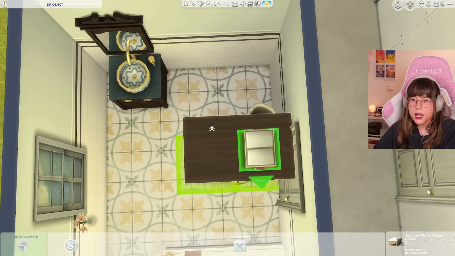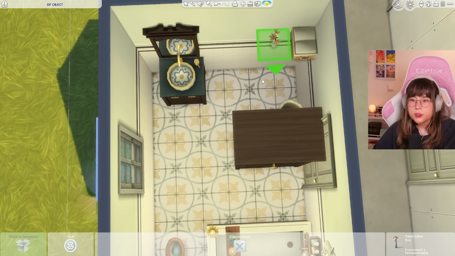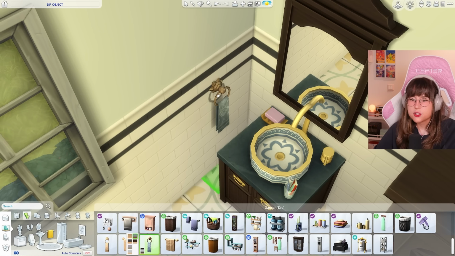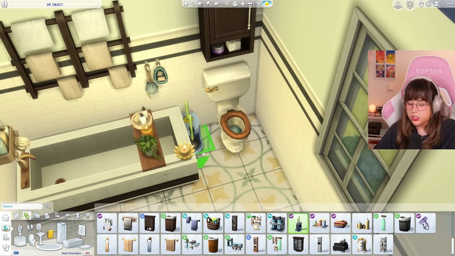And then for a good old dresser, I'm going to plop on some stuff so it's not that lonely. And then by the sink, we can also have some toothbrushes and the soap. That was a weird sentence. A soap. I mean, it was a soap, but it just sounds weird, doesn't it?